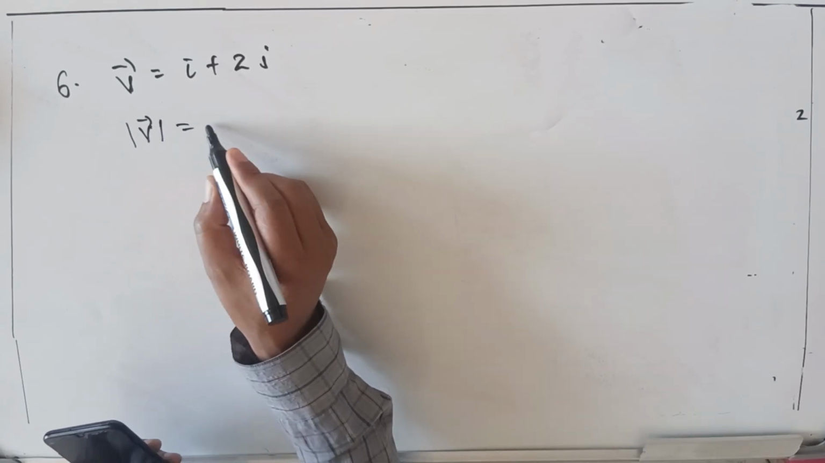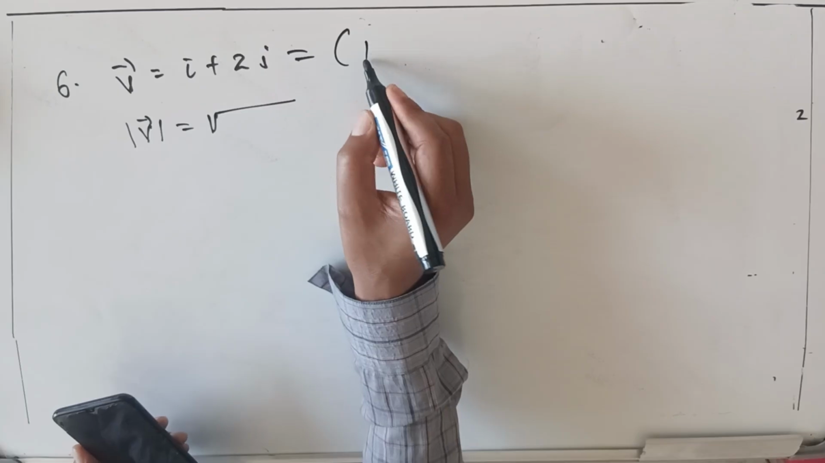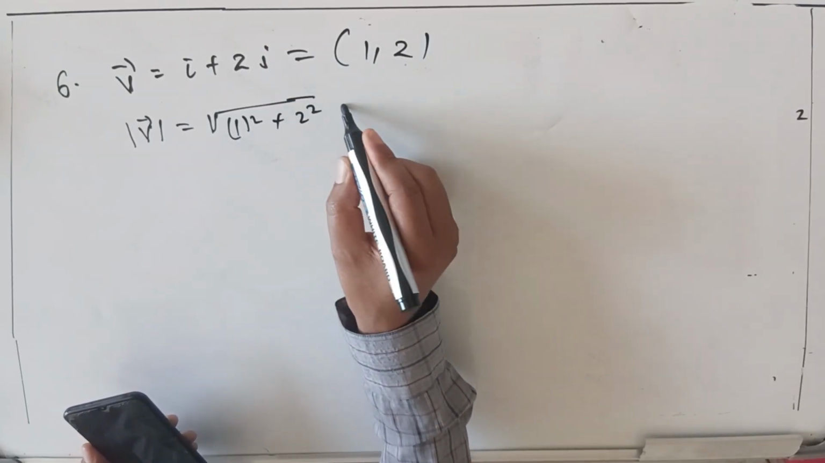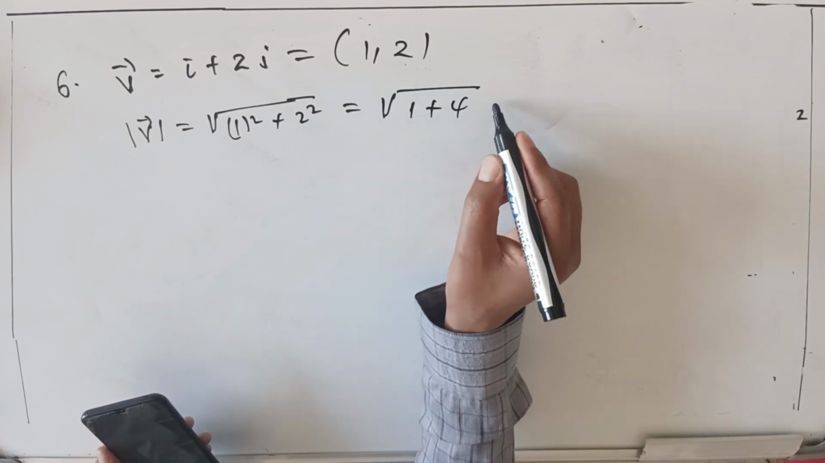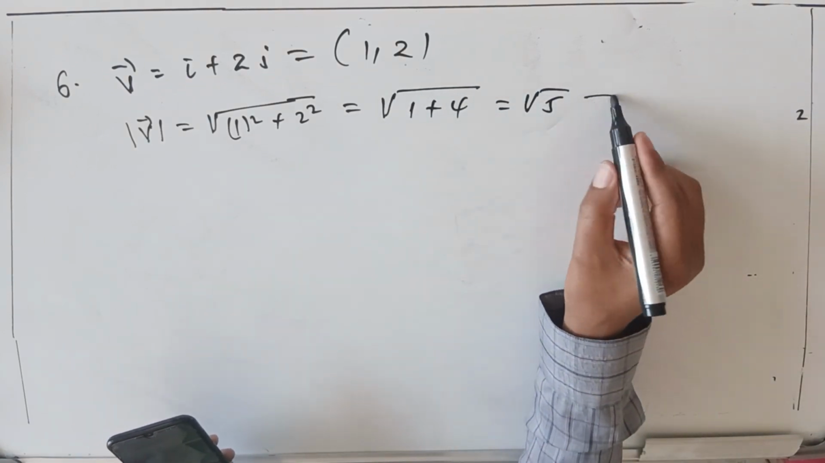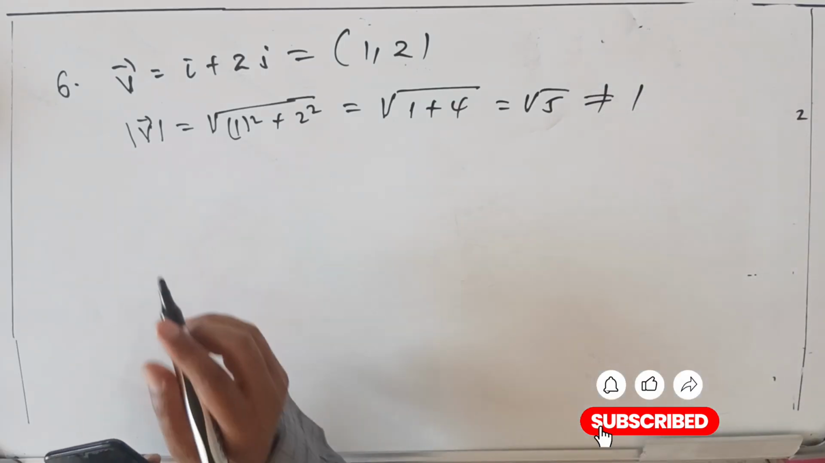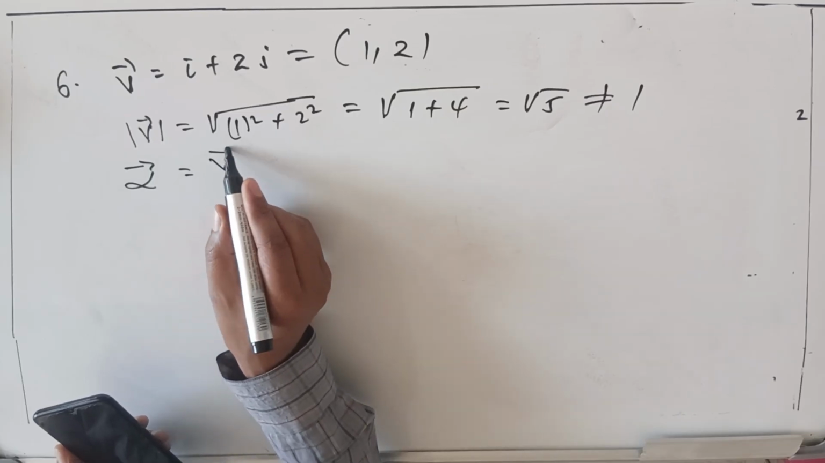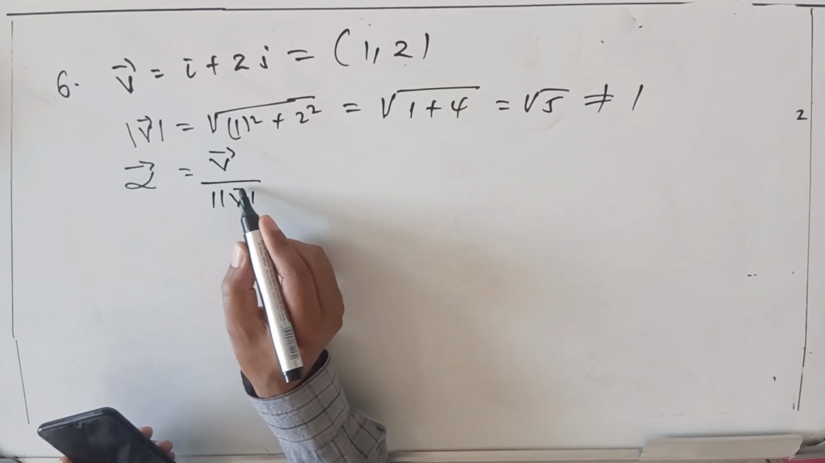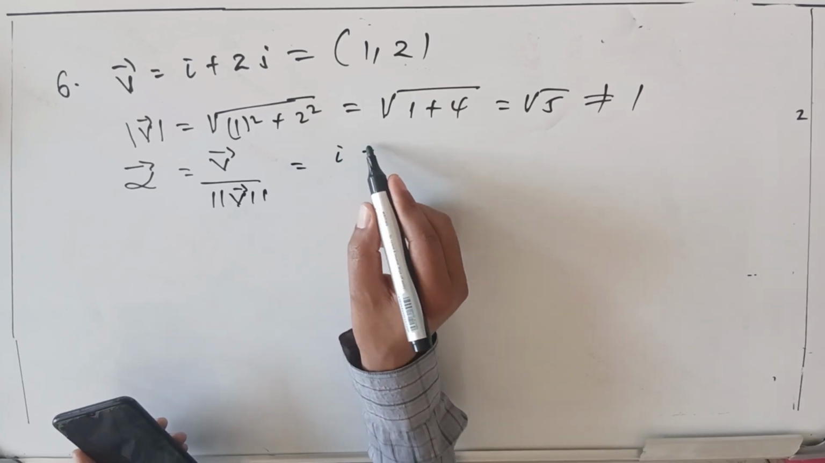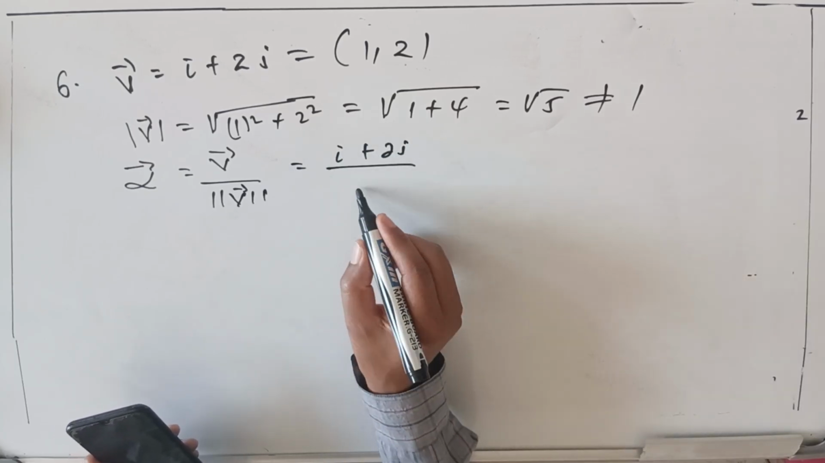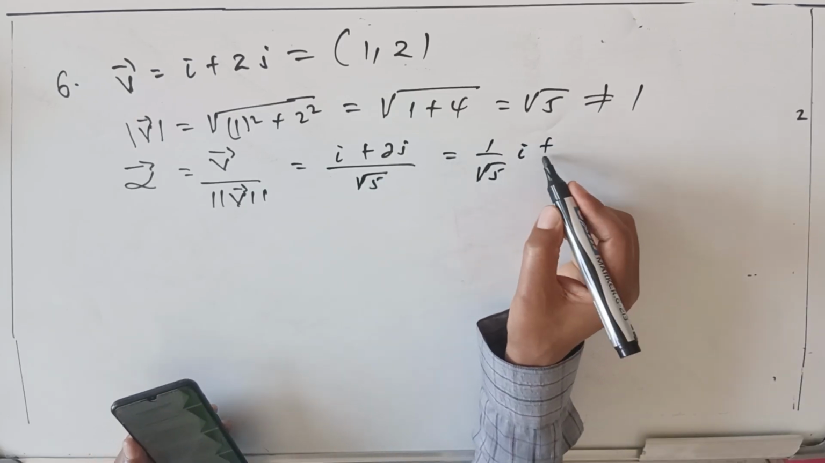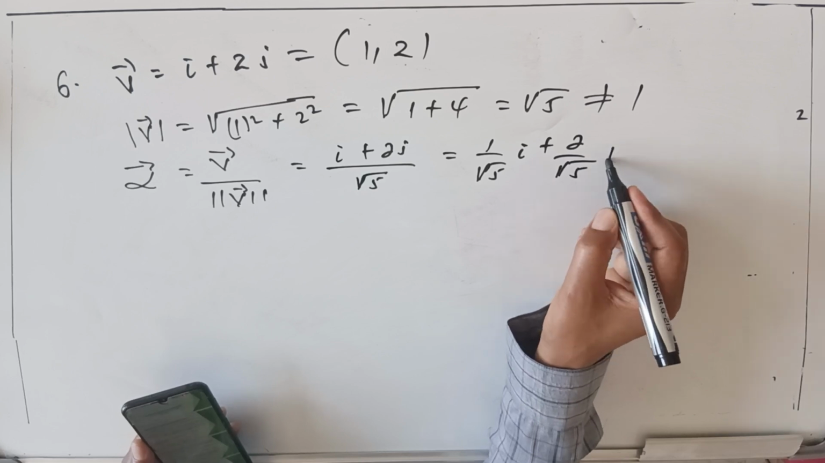The magnitude of this one is square root of 1 square plus 2 square, that is square root of 1 plus 4, which is equal to square root of 5. It means this is different from 1, so it's not a unit vector. Therefore, for this vector, the unit vector in the direction is the given vector over the norm of the given vector, which is i plus 2j over radical 5. That is 1 over radical 5 i plus 2 over radical 5 j.